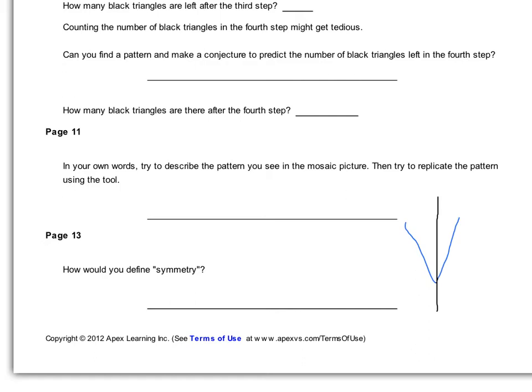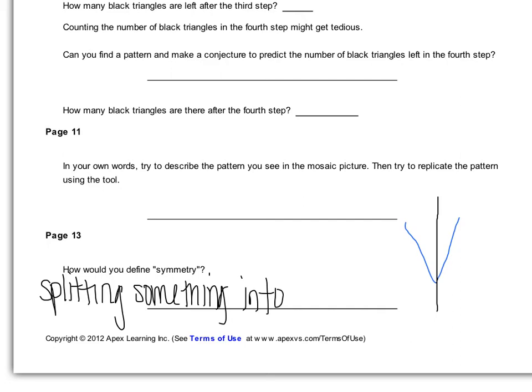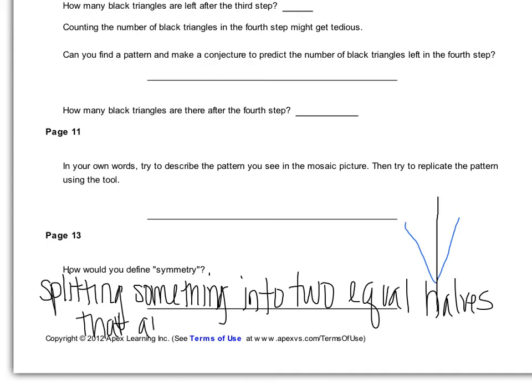So if you were to define symmetry, you would say that it's splitting something in half, something into two equal halves that are reflections of each other.